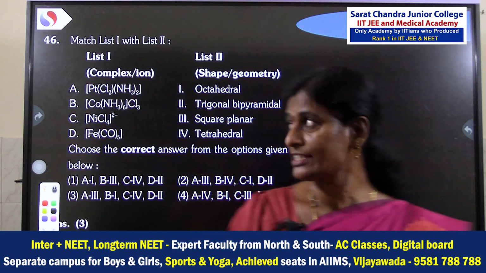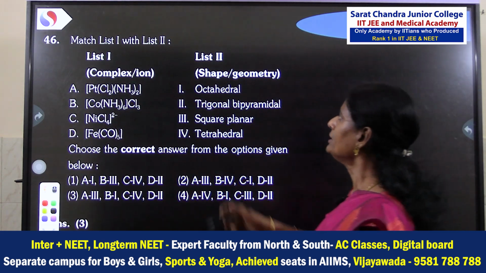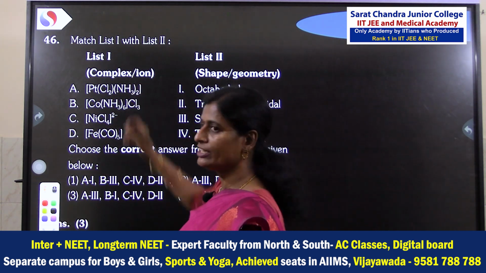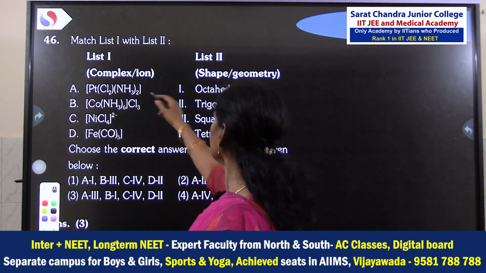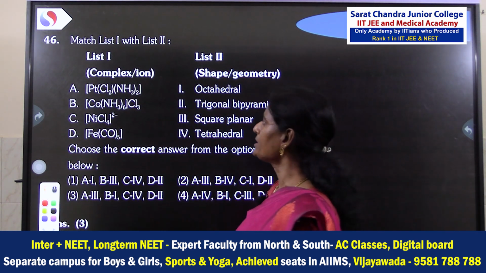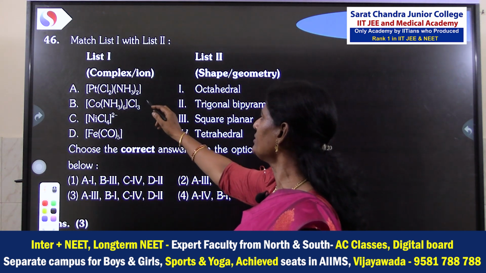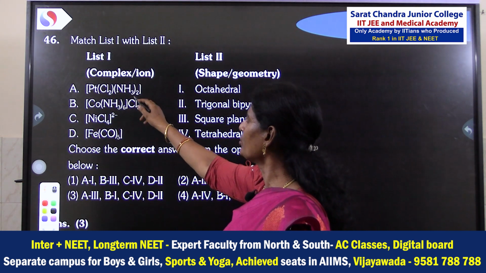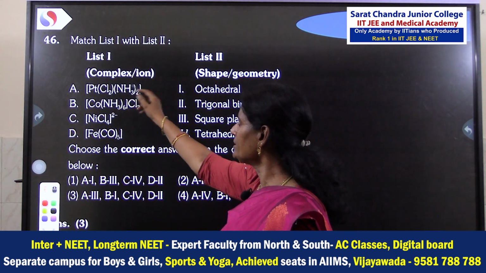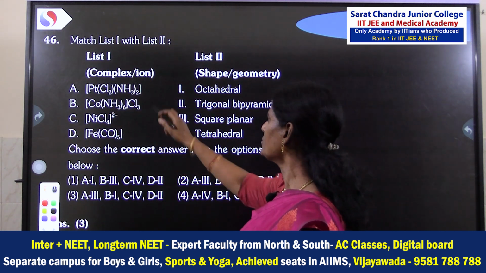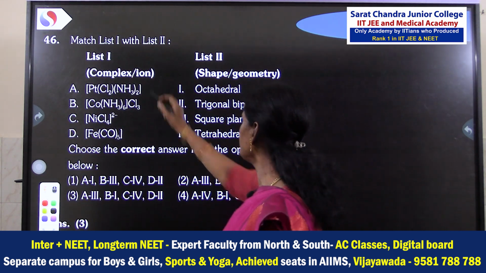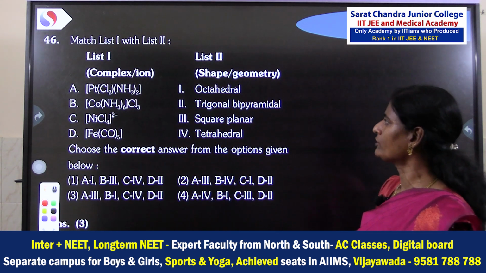Let us discuss the 46th question. In this, list 1 and list 2 are given. In list 1, complex ions are given, and their shapes are given in list 2. The first complex is PtCl2(NH3)2, a 4 coordinated complex. All platinum 4 coordinated complexes are square planar complexes. So this PtCl2(NH3)2 is a square planar complex.